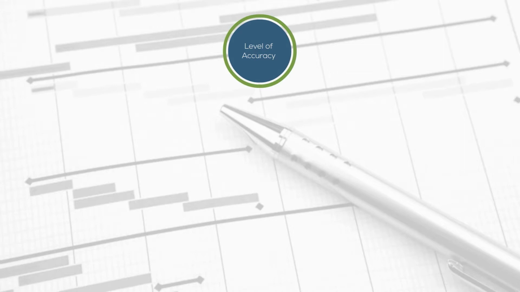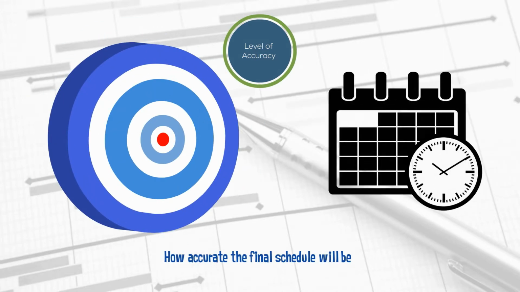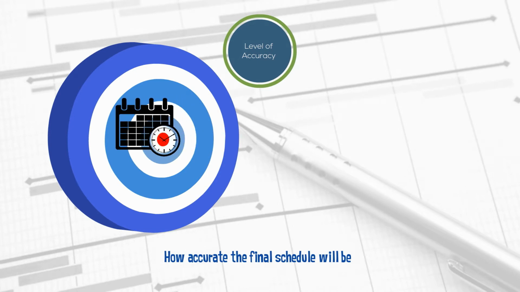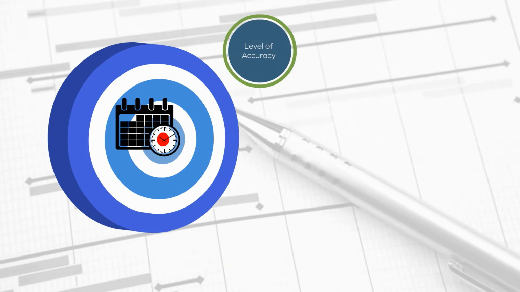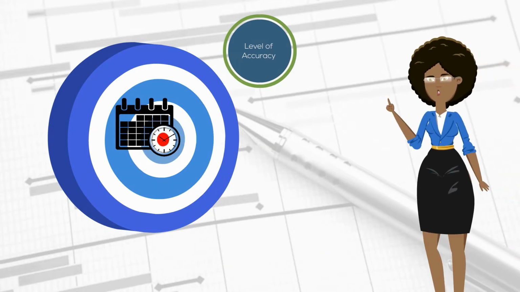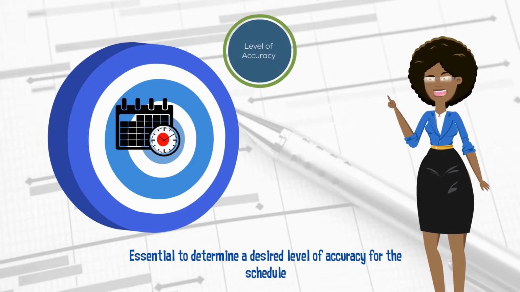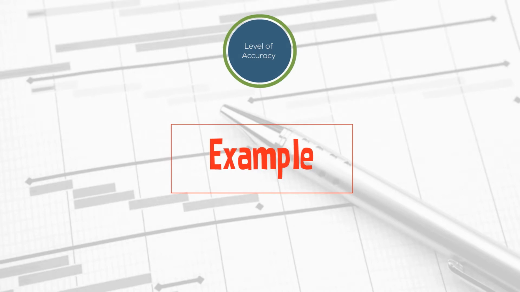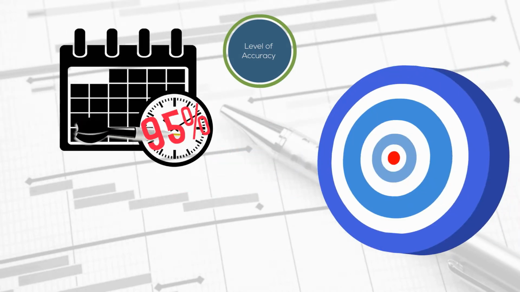Level of accuracy. This identifies how accurate the final schedule will be. This raises a good point. Are 100% accurate schedules possible? Of course not. However, it's still essential to determine a desired level of accuracy for the schedule. For example, you may determine that your schedule will have a 90 to 95% accuracy level.